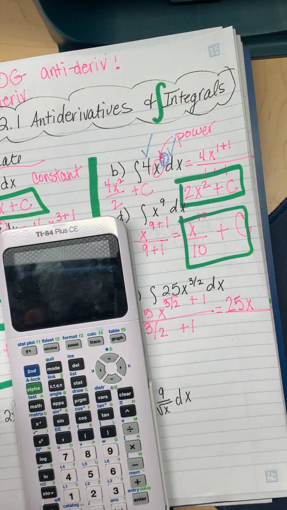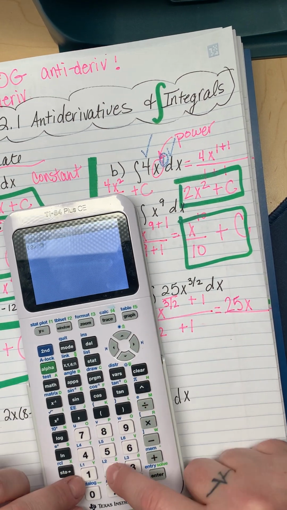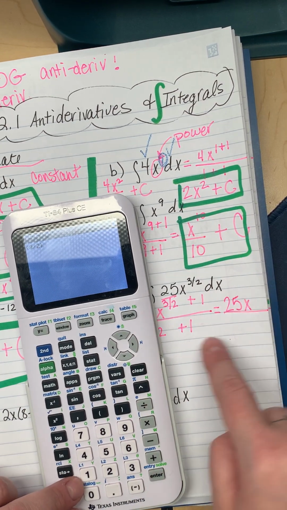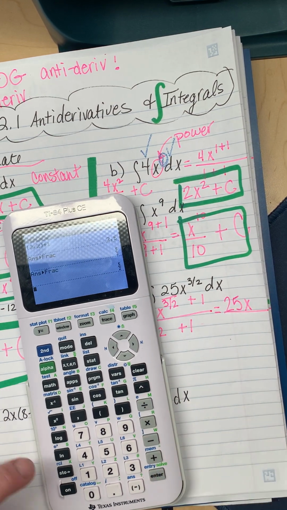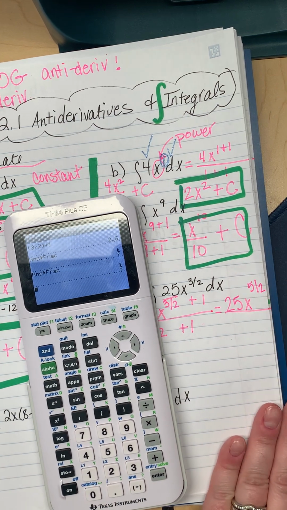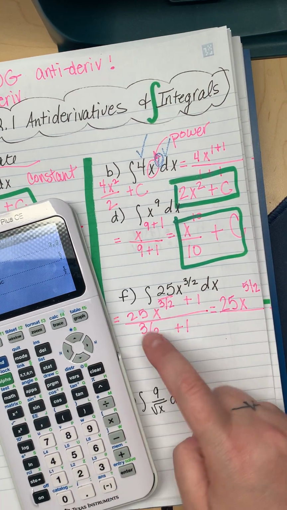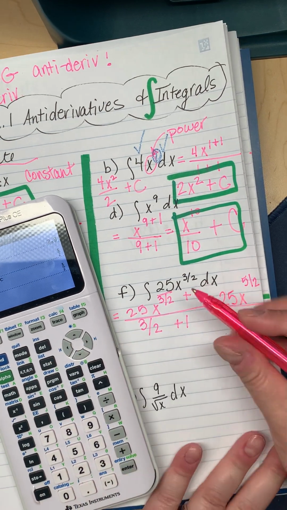And if you want to do this in your calculator, that's cool. I'm going to put 3 over 2 in parentheses and then plus 1, and press math, enter, enter. And I get 5 over 2. Then I'm supposed to divide by whatever 3 over 2 plus 1 was. Well, it's 5 over 2.